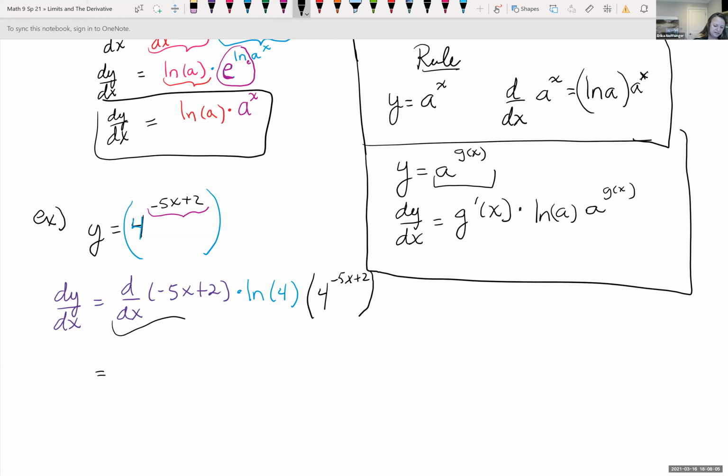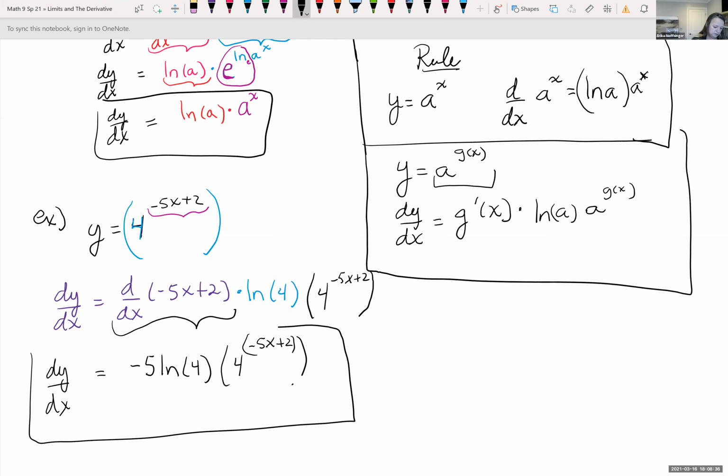So the derivative of negative 5x plus 2 gives us negative 5, times the natural log of 4, times 4 raised to the negative 5x plus 2. We're going to keep it like this. We cannot multiply the negative 5 and the 4 together because the 4 is raised to some other exponent than 1. And so that's our derivative when our base wasn't e.